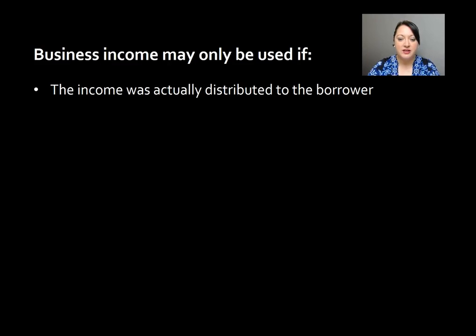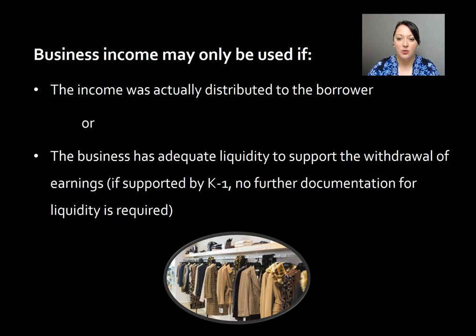Now, business income may be used if the income was actually distributed to the borrower or the business has adequate liquidity to support withdrawal of earnings. Now, if this income is supported by the K-1, then no further documentation would be required for liquidity.